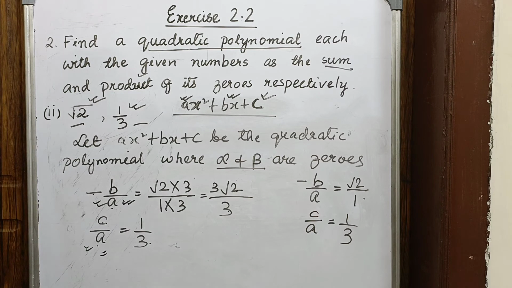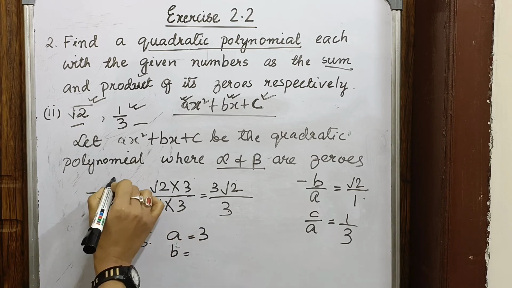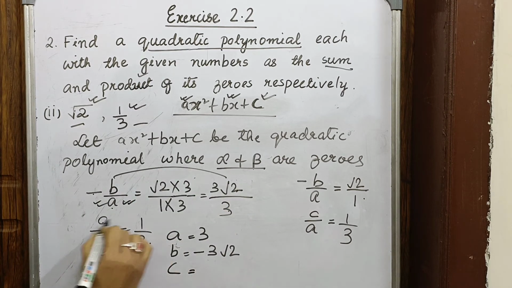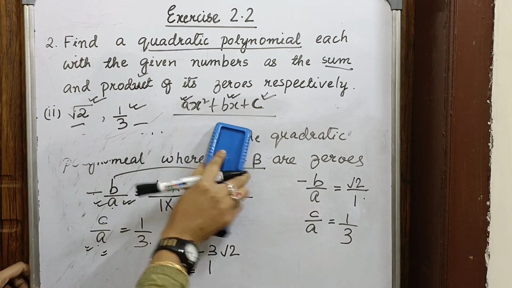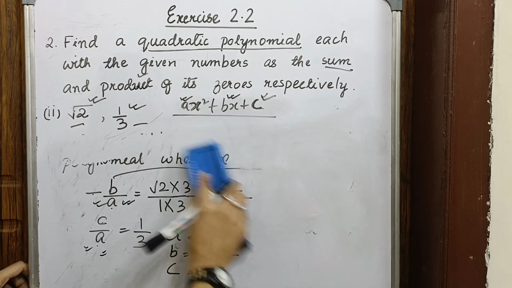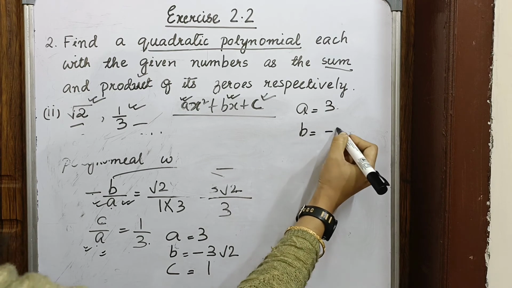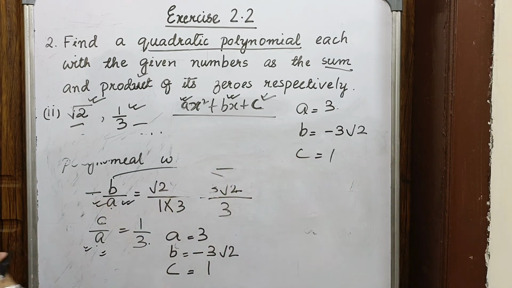So now we got a as, what is a? 3. B as, what is b? B is this one, minus 3 root 2. We can shift this minus in the number. And c as, what is c? 1. Now you can put this in this quadratic polynomial and you'll get this answer, okay? A 3, b minus 3 root 2 and c 1.